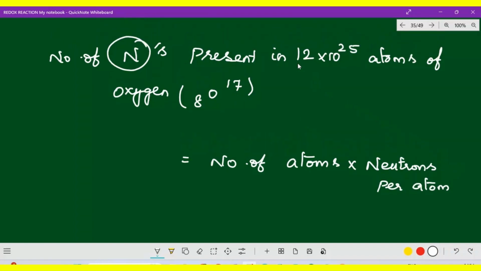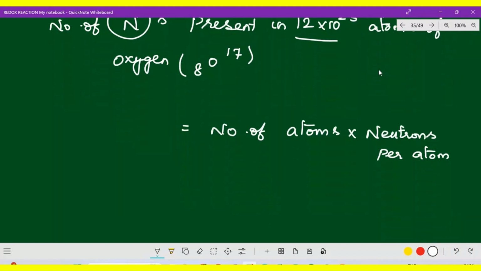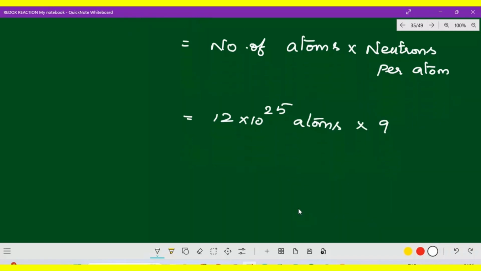Right, now I just explained this point. The number of atoms is what they mentioned, 12 into 10 to the power of 25 atoms of oxygen. So that is the number of atoms into neutrons per atom, that gives the number of neutrons. We just now found this. So how do we calculate this? 12 into 10 to the power of 25 atoms into neutrons per atom, which is 9. So you will get 108 into 10 to the power of 25 atoms.